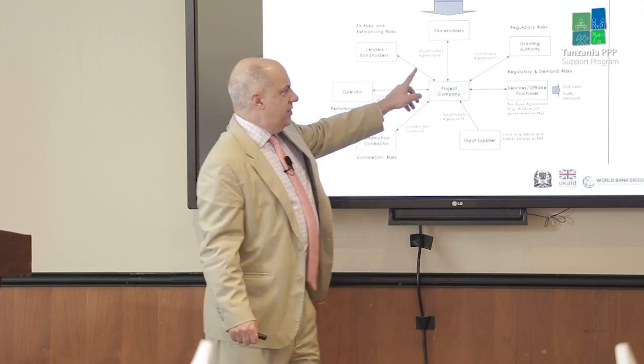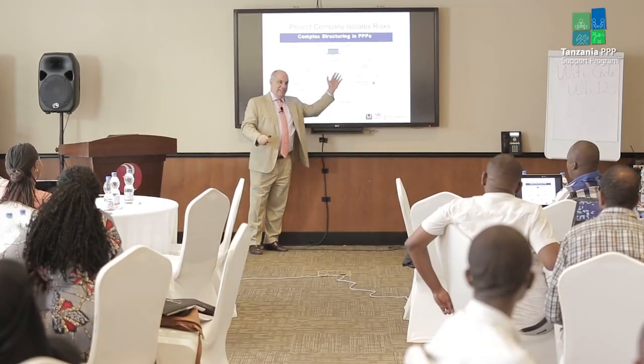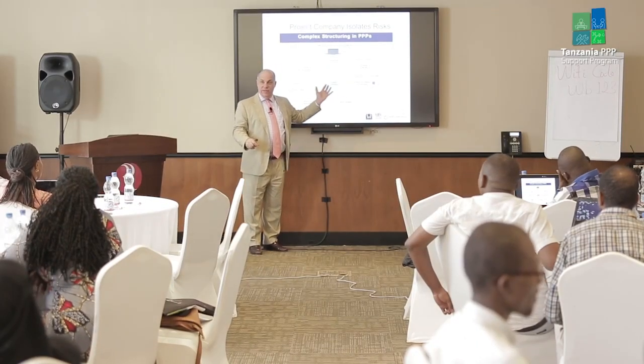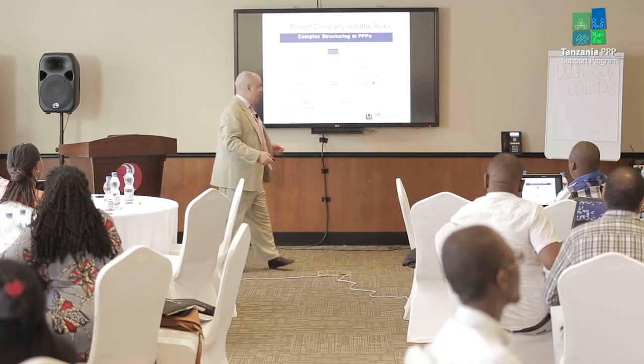What do you think each of these lines represents? What are each of those lines? They're contracts. All of those things are contracts. There's all these different contracts. You need lawyers for all these things, law firms, everything. You can see why the transaction costs for these larger projects can become quite substantial.